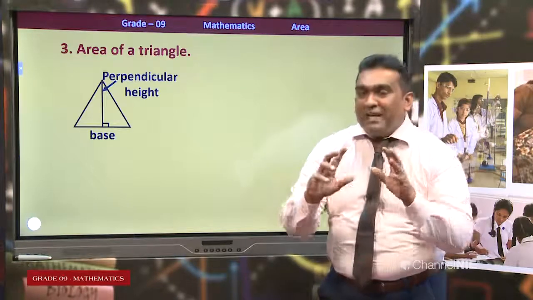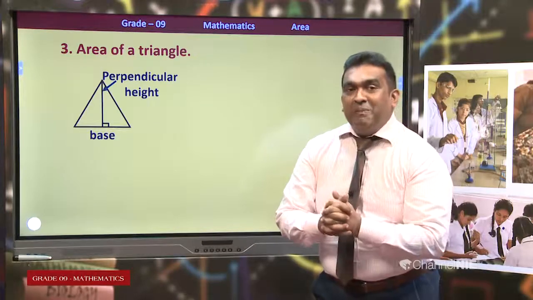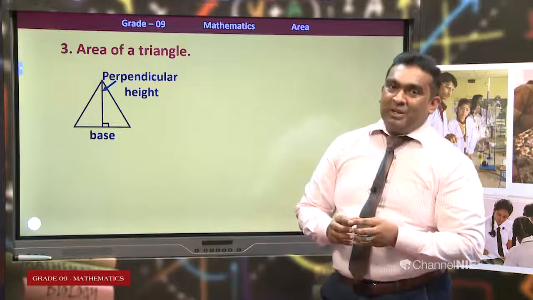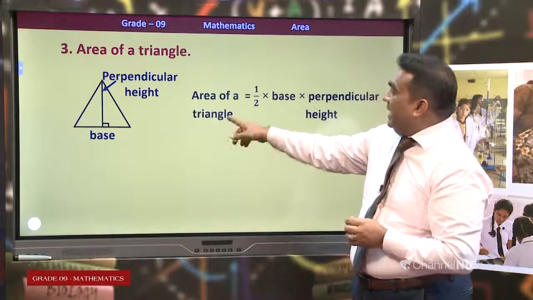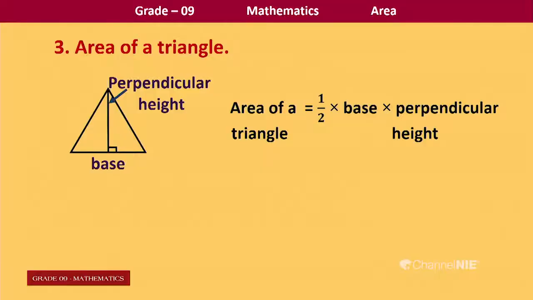We want to find out the area using the base and perpendicular height. We will see what the formula is. Area of a triangle equals half into base into perpendicular height. It means you have to consider the product of base and perpendicular height, then divide that result by 2. Right?